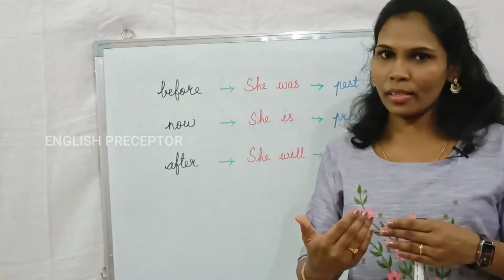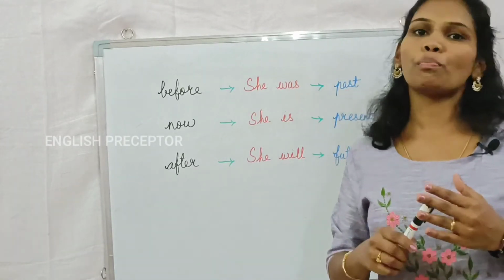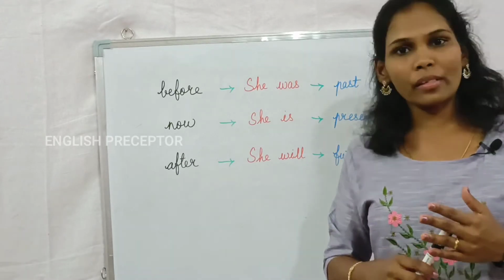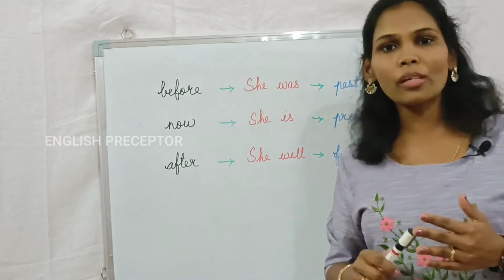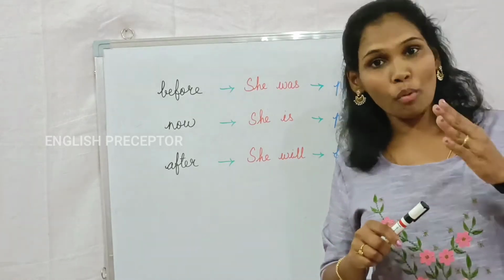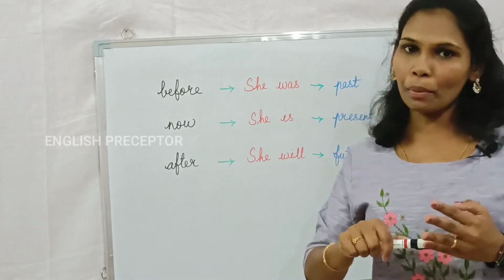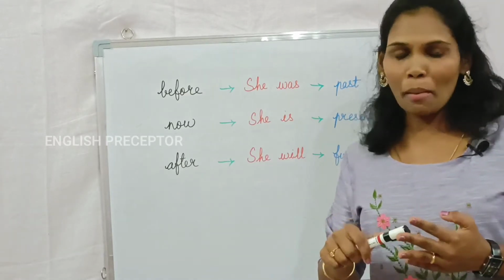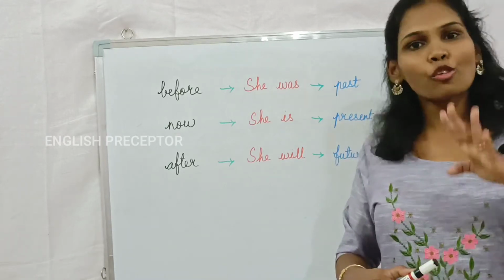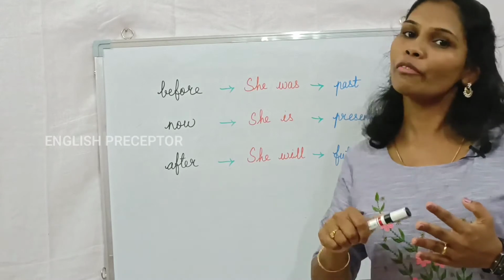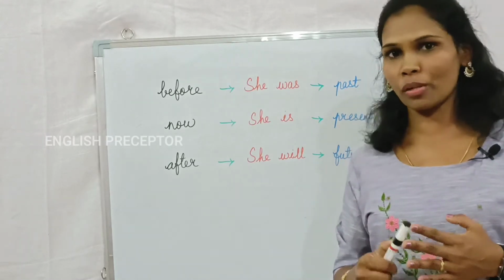It is called tenses. Mainly there are three types of tenses: present tense, past tense, future tense. Present tense has four types: simple present, present continuous, present perfect, present perfect continuous tense. Like past also four types: simple past, past continuous, past perfect, past perfect continuous. Likewise, future also has four types: simple future, future continuous, future perfect and future perfect continuous tense.